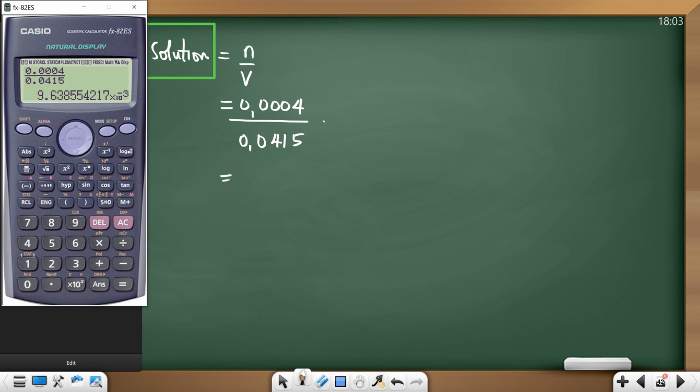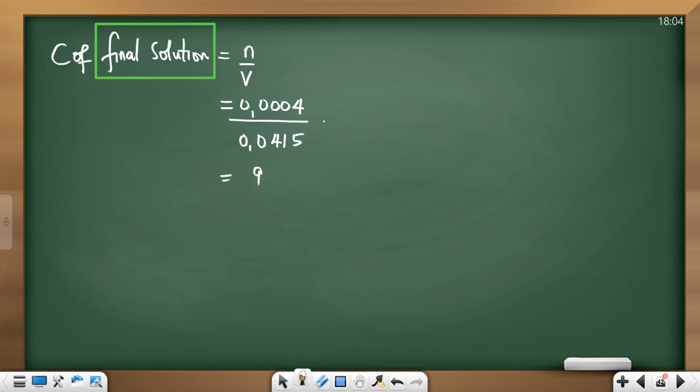9,638 or 9,6. I don't want to round off so early. So 9,638, 639, at least 3 decimal places first. 639 times 10 to the power negative 3 moles per dm cube. Of which acid? It is H2SO4 that is in excess.